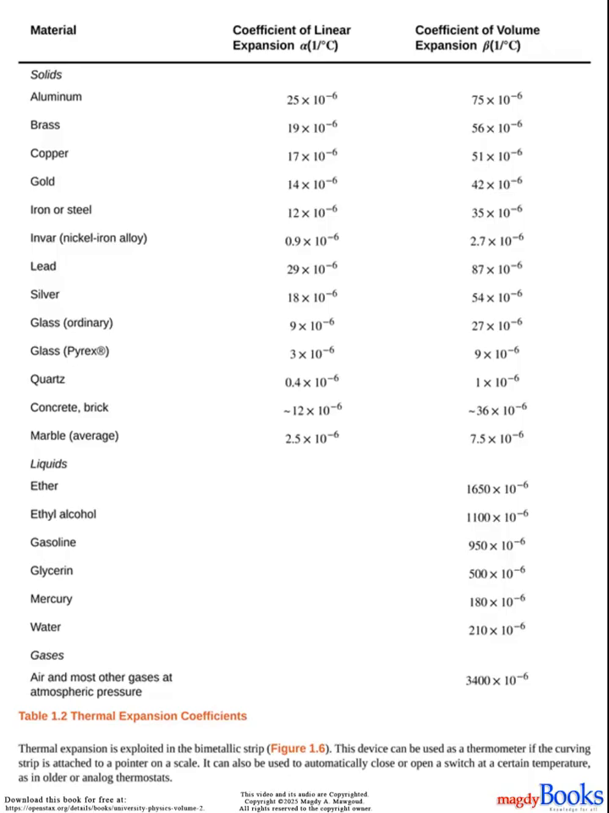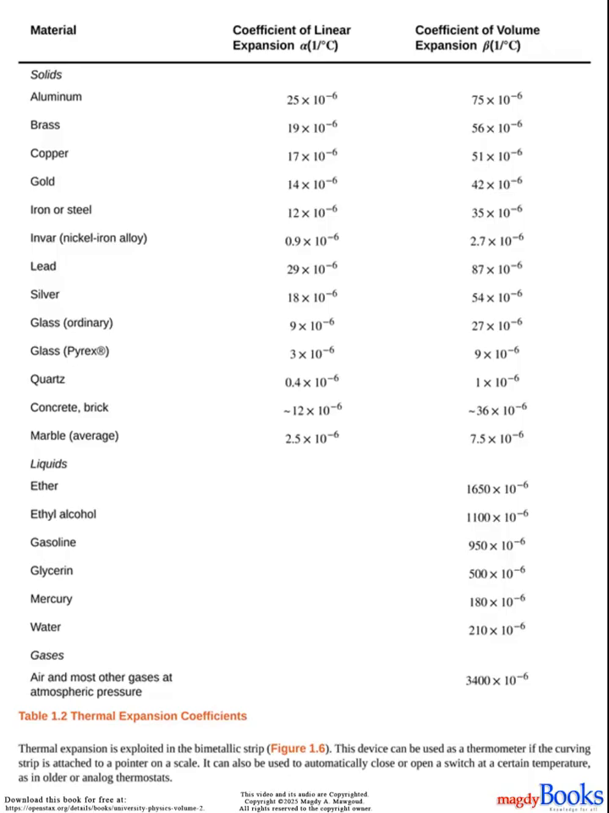2. Liquids. Material. Coefficient of volume expansion, beta, 1 over degrees Celsius. Ether. 1650 multiplied by 10 to the power of negative 6. Ethyl alcohol. 1100 multiplied by 10 to the power of negative 6.